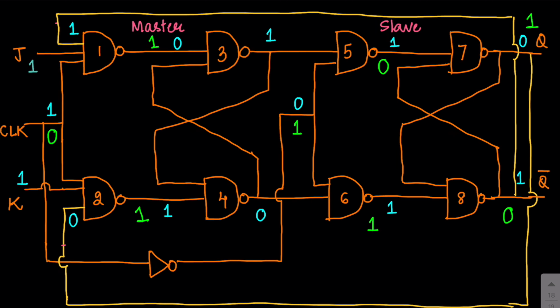But coming to the slave side, because your clock was equal to 0, after inversion the clock becomes 1. So the slave is receiving the clock equal to 1. Because this clock is 1, the inputs to the fifth NAND gate are both 1 and 1. Hence the output is 0. For the sixth NAND gate, the inputs are 1 and 0. So the output is 1.